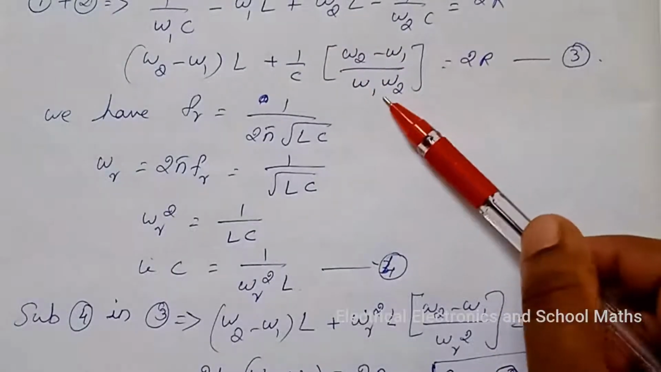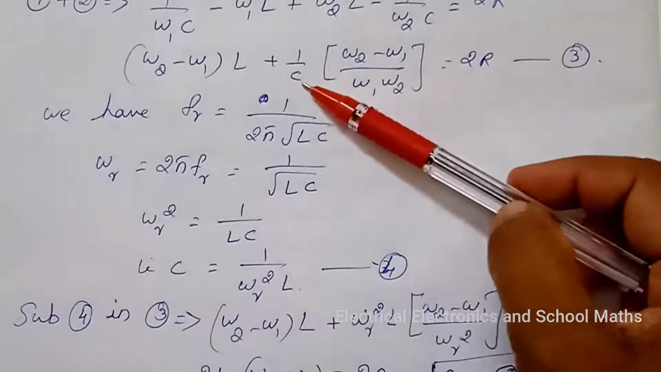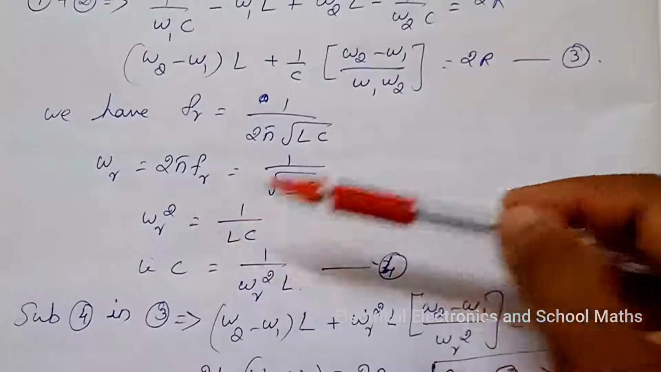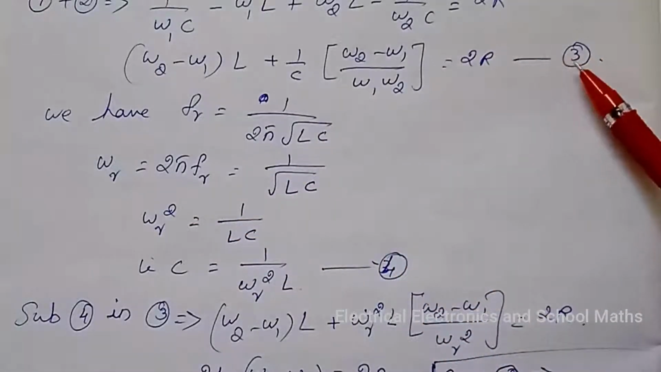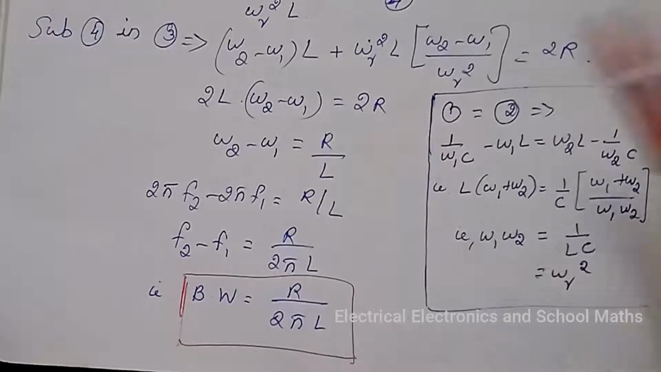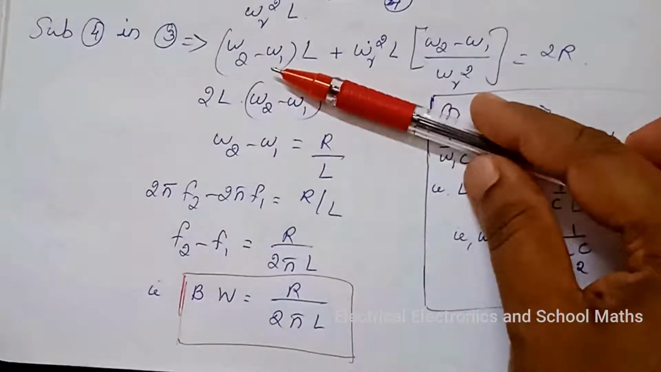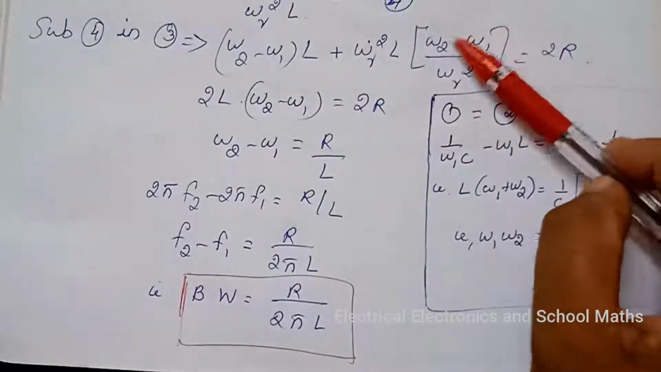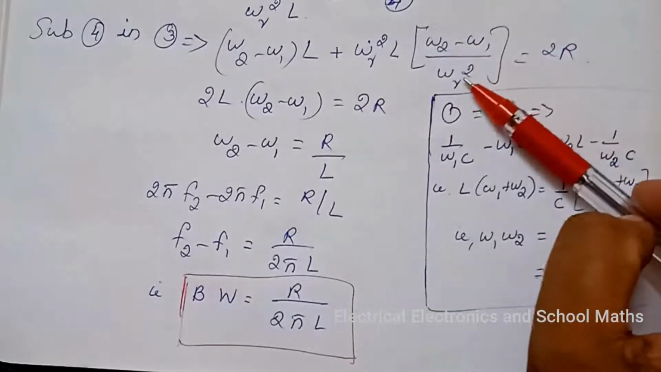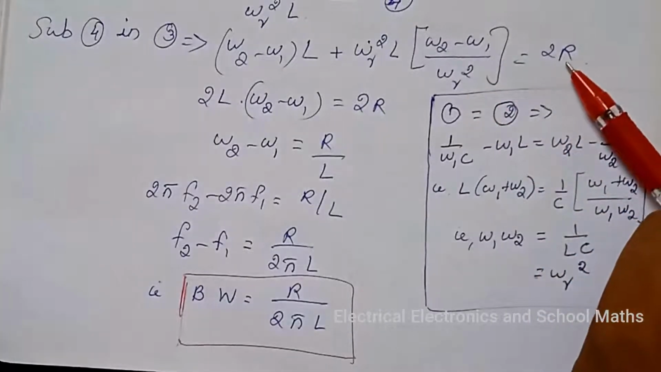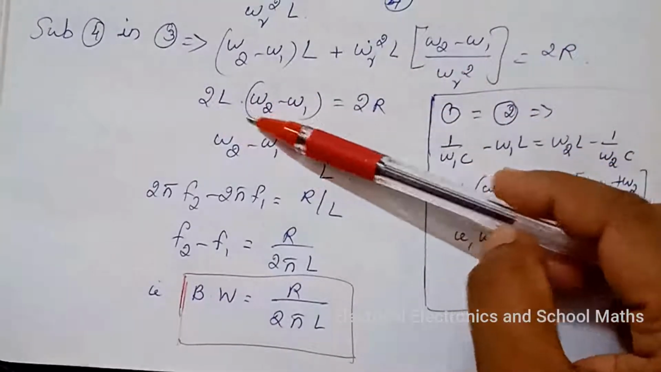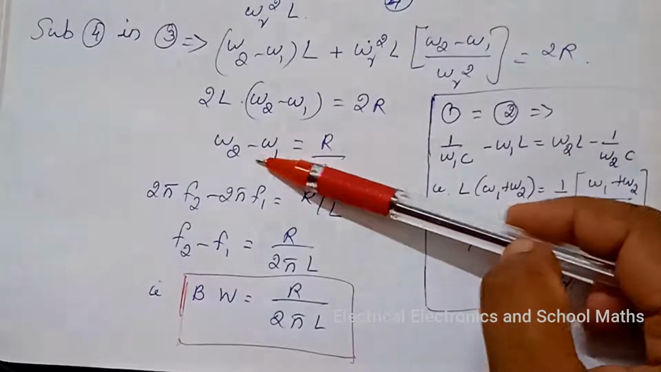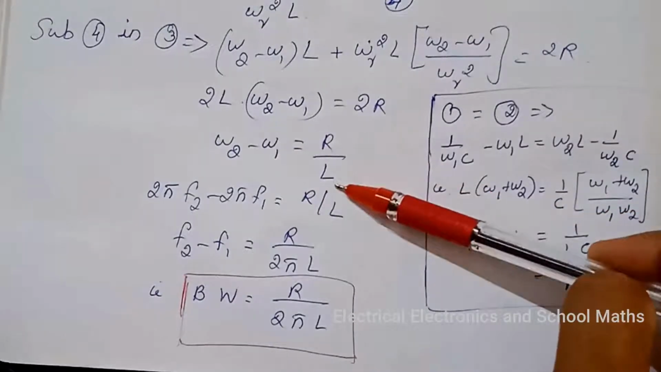Now put the value of omega 1 into omega 2, also the value of C in terms of omega r, in the equation 3. We get (omega 2 minus omega 1) into L plus omega r square into L into (omega 2 minus omega 1) all divided by omega r square equal to 2r. That is 2L into (omega 2 minus omega 1) equal to 2r. From this omega 2 minus omega 1 equal to r by L.